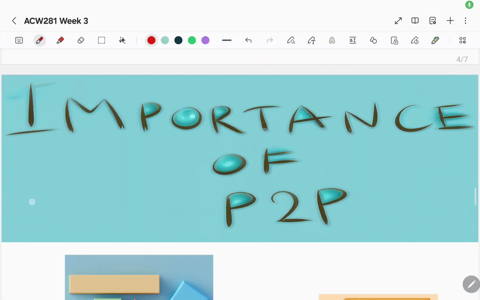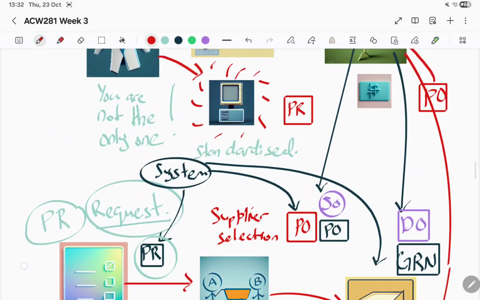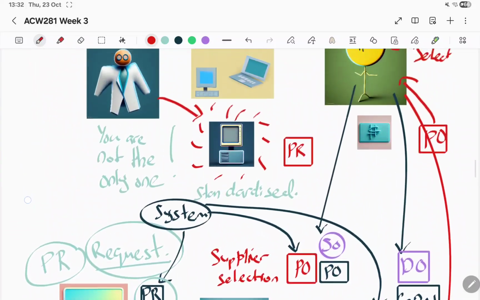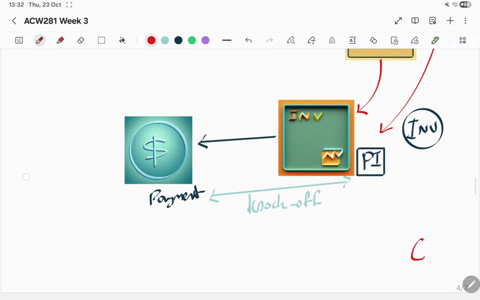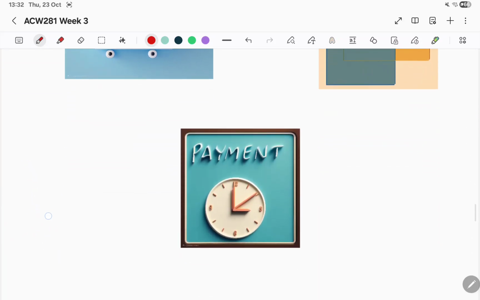Now we move into the third part of this session. Third part, first is the recap, second is the process flow of this procure to payment. Now we are going to the importance of procure to payment. All right.